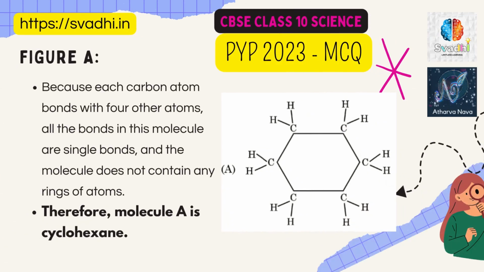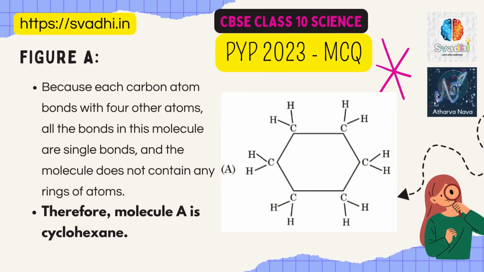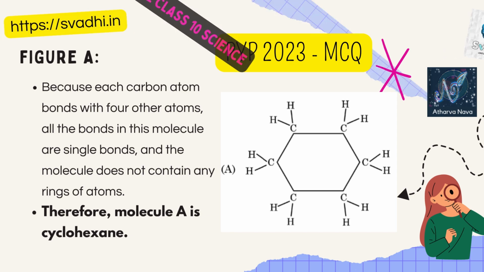Because each carbon atom bonds with 4 other atoms, all the bonds in this molecule are single bonds, and the molecule does not contain any rings of atoms. Therefore, molecule A is cyclohexane.